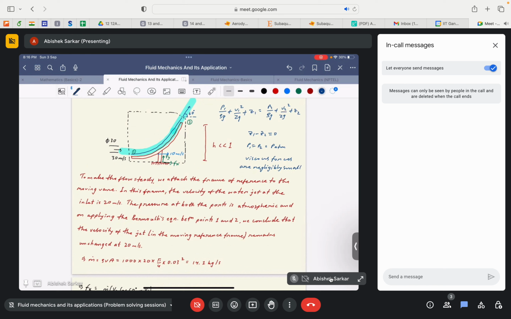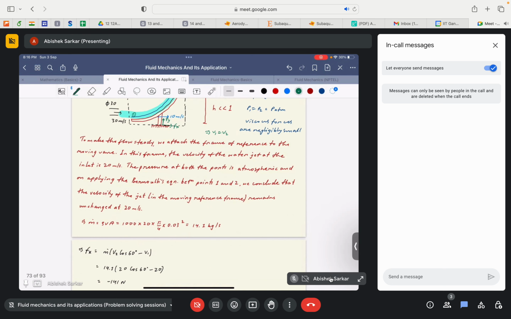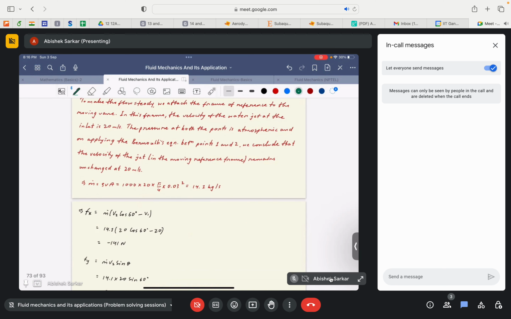So we get that. This term goes out, and it essentially gives us V1 equal to V2, right? So this is what they are mentioning. Since V1 equals V2, m dot can be written as rho V A.